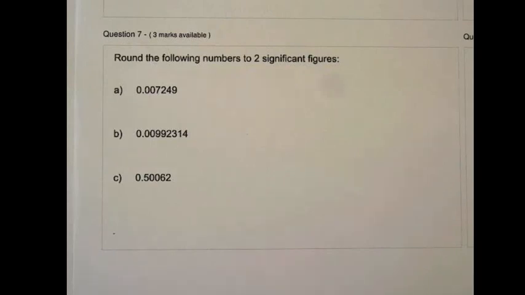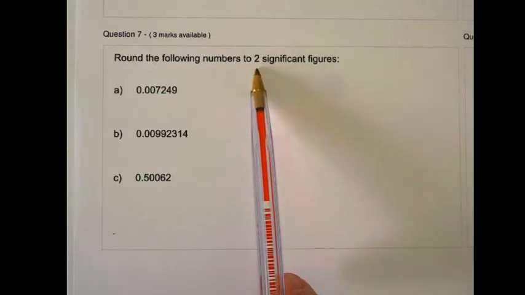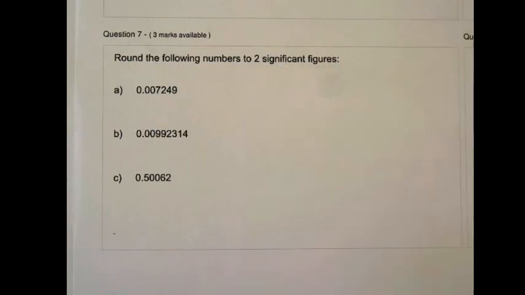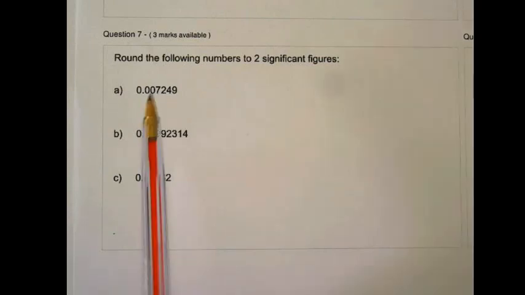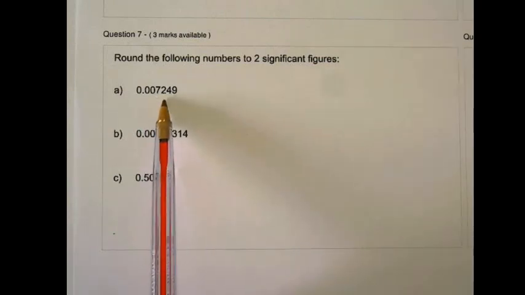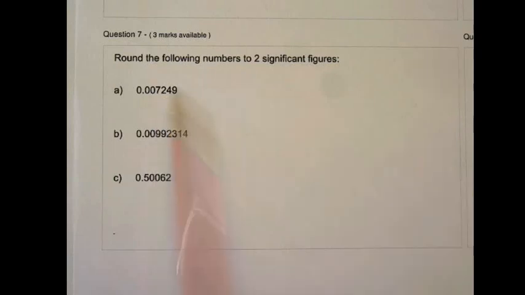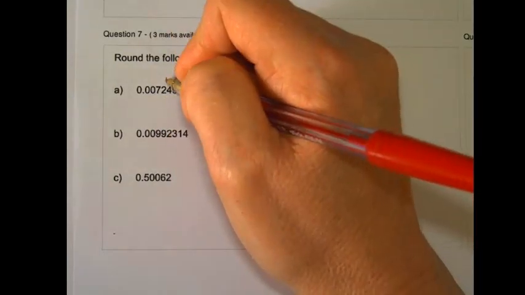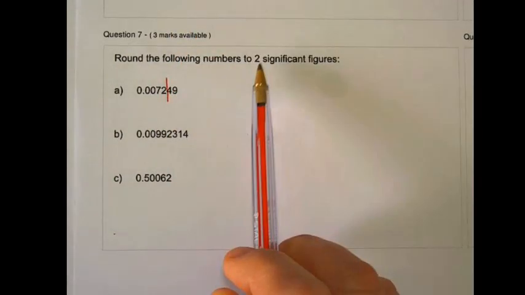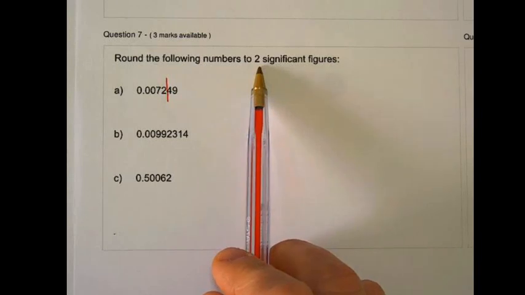Okay, lastly, I'm going to look at question 7. So this is very similar to question 6, but this time, rather than one significant figure, you've been asked to round to 2 significant figures. So looking at our first number, we've got 0.007249. The 7 is my first significant figure, the 2 is my second significant figure. So I'm going to draw my line after the second significant figure because I'm rounding to 2 significant figures.